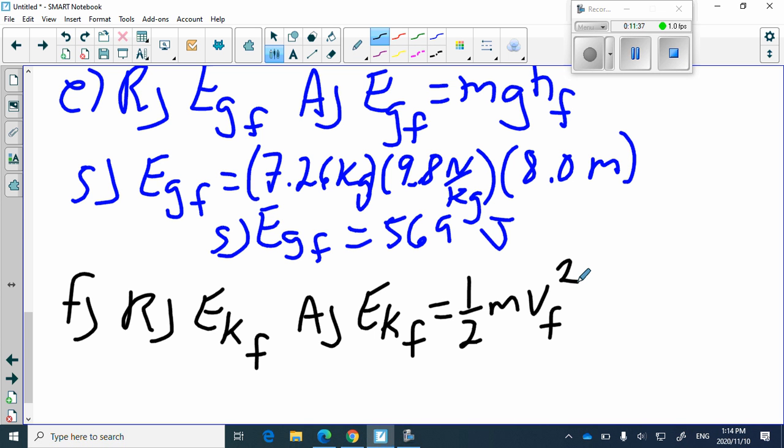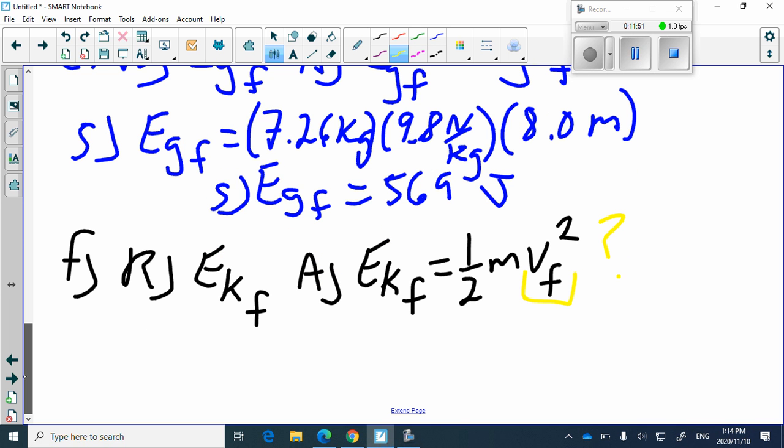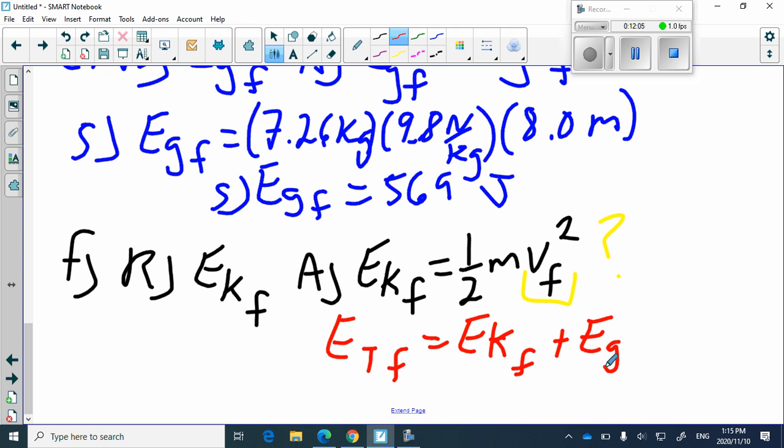Isn't that the equation? There's a problem, though. You don't know the speed. You literally don't know that. So since you don't know that, you can't use that equation. You have to use another equation, and let me show you what it would be. It would be total energy final equals kinetic energy final plus gravitational potential energy final.